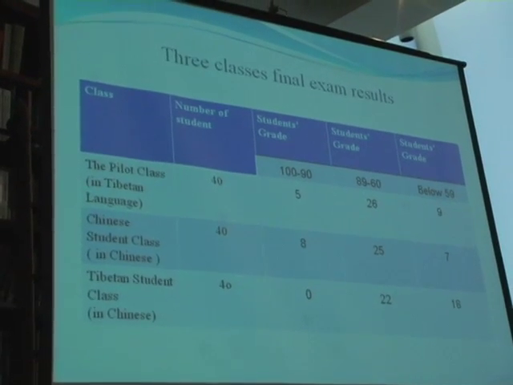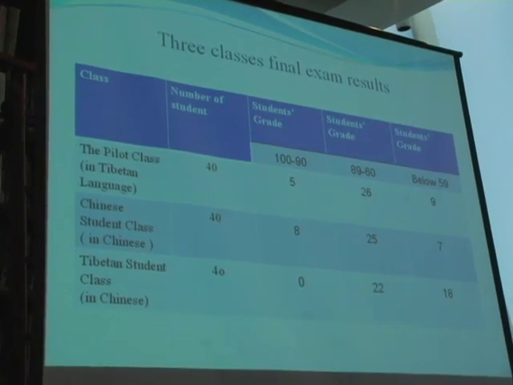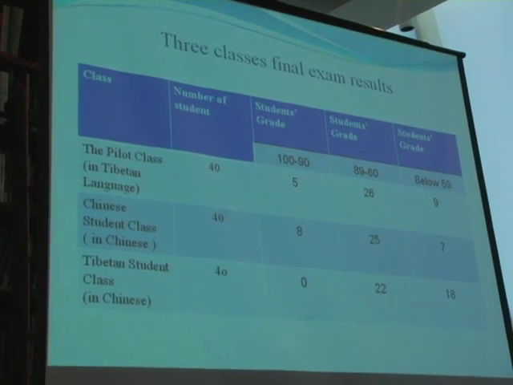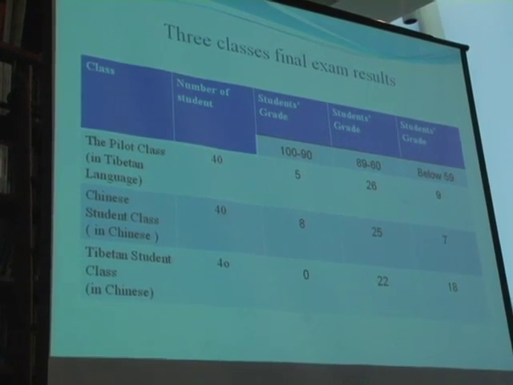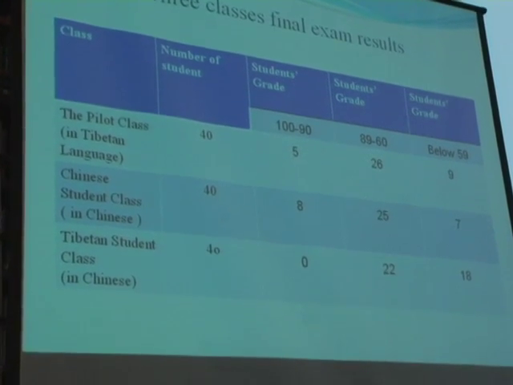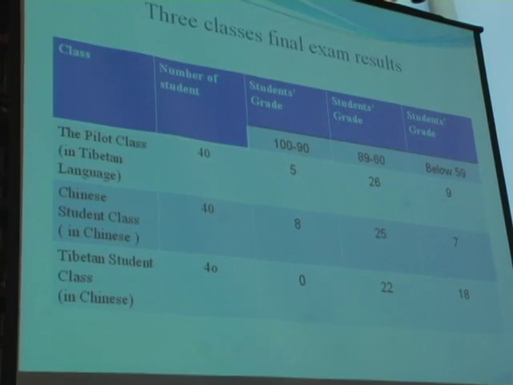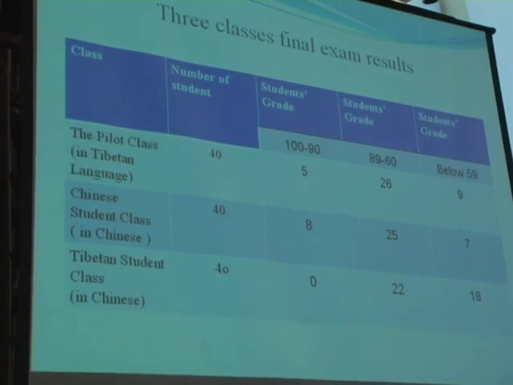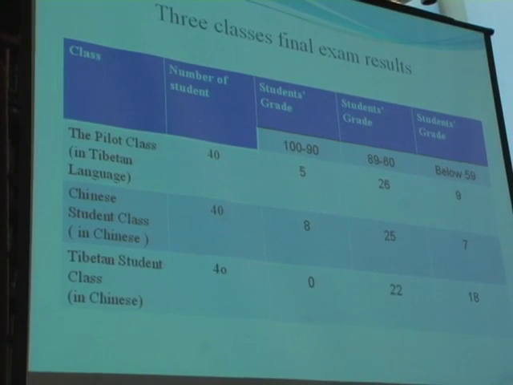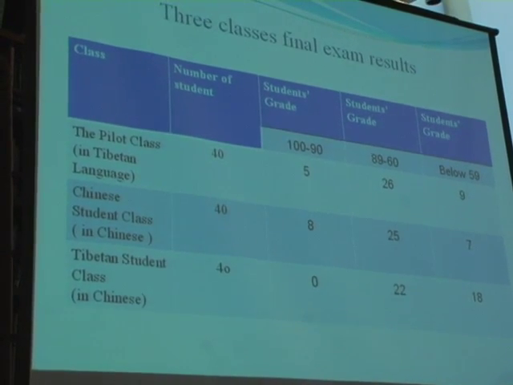So I would like to show these three classes' final exam results from back in 1991. Each class has a total of about 40 students: the Tibetan pilot class, the Chinese student class, and the Tibetan student class. The difference when teaching science in the Tibetan language is, as you can see, student grades between 90 to 100. In the pilot class, 5 Tibetan students get this grade.